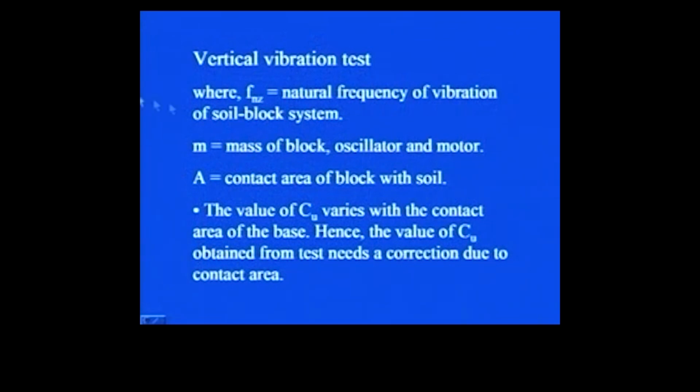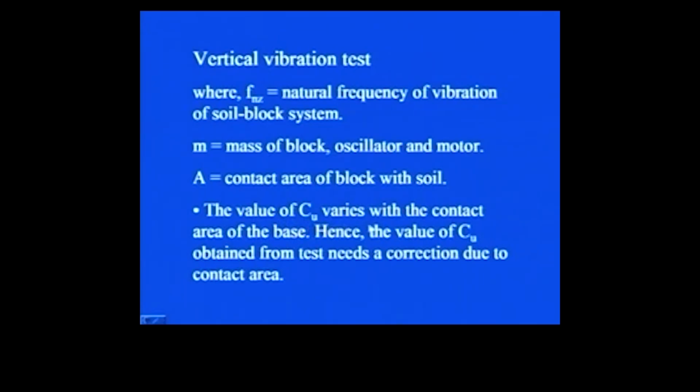So if we concentrate on any typical amplitude versus frequency curve, then we see that first it goes on increasing, and then once it attains a peak amplitude, the curve starts drooping down. So the frequency corresponding to the peak amplitude is called the natural frequency of vibration of the soil block system, which we want to find out. So from the test we can get this Fnz, and then subsequently we can get that Cu value.